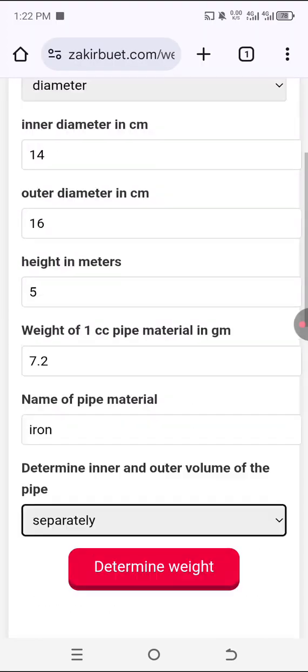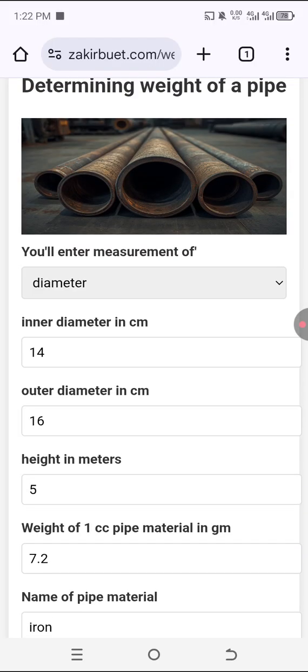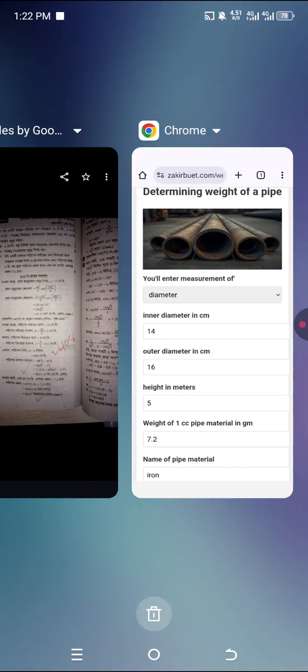And let me tell you this, in 98% of the cases the diameters are given. In only a few cases the radii are given. Okay, so let's solve the problems for diameters. I have two images, let me show you them.